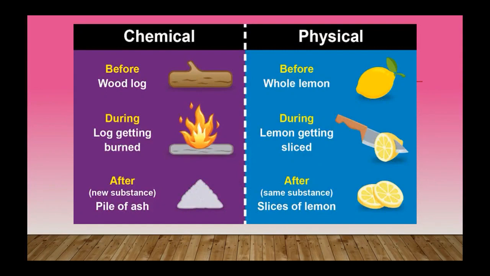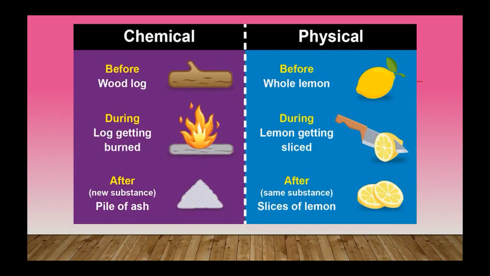See here, before burning, it is a wood log. During the process of burning, the log gets burned. Then after, a big pile of ash, it becomes ash. This is the chemical change. We can't retain the wood as it is, and we won't say it's wood, it's ash. Totally the properties change. Both physical and chemical properties change.